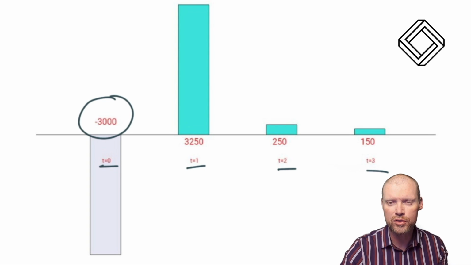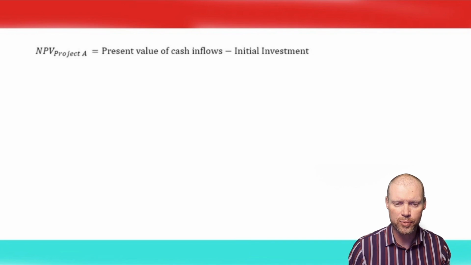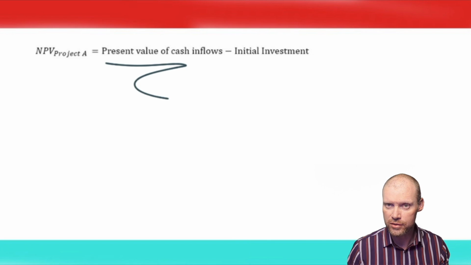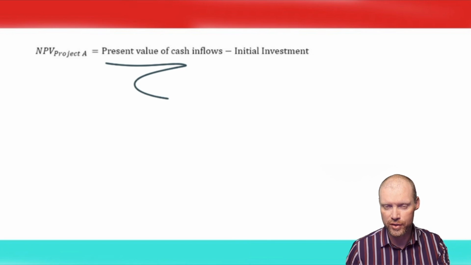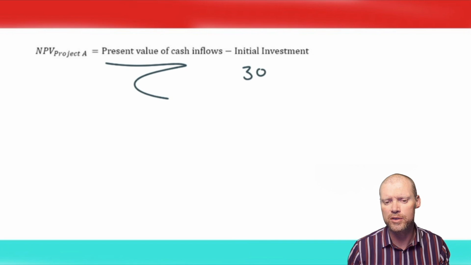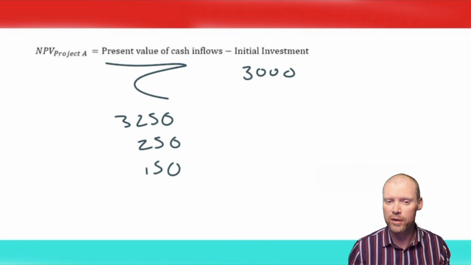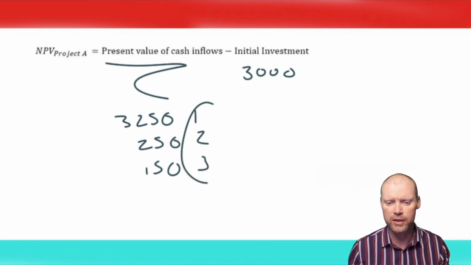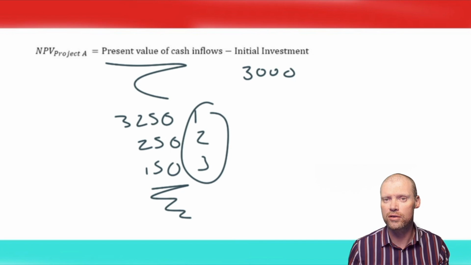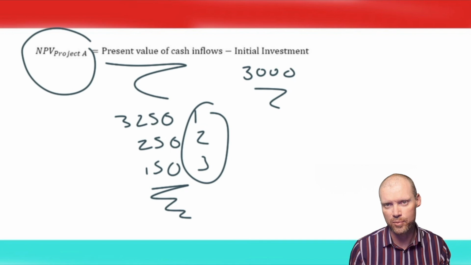Quite simply, we do time value calculations. And in English, this is what the formula would read like. It would say the present value of the cash inflows, in other words, the 3,250, 250, and 150 in those different years, subtract from there the initial investment, which we know is 3,000. So we would need to calculate a present value for each one of these: that's year 1, year 2, year 3. And when we have this total, we would subtract the initial investment. And that value would give us the NPV.